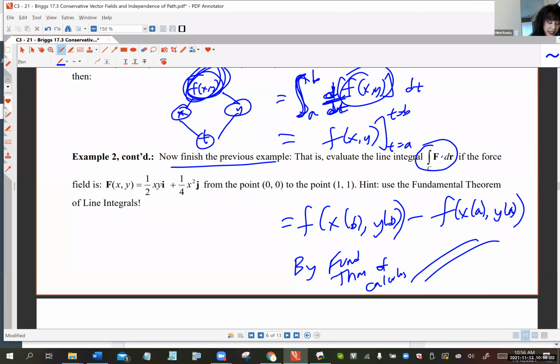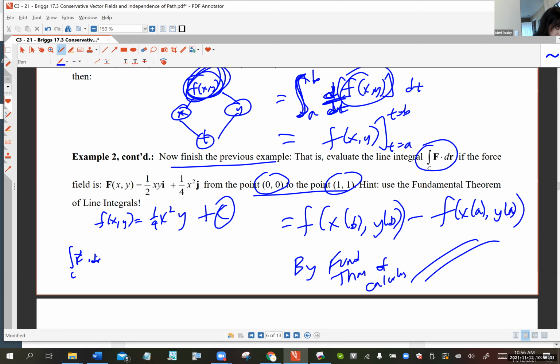Since we know now that for this line integral we don't need to parameterize the curve, all we need is a starting and stopping point. And we've got our potential function f(x, y). Remember, it's a quarter x squared y plus c. Now, the c goes away when you evaluate your potential function between the starting and stopping points, so I'm not even going to use it. I'm just going to say this line integral, F dot dr, is going to equal this function f(x, y) evaluated between the beginning and ending points.